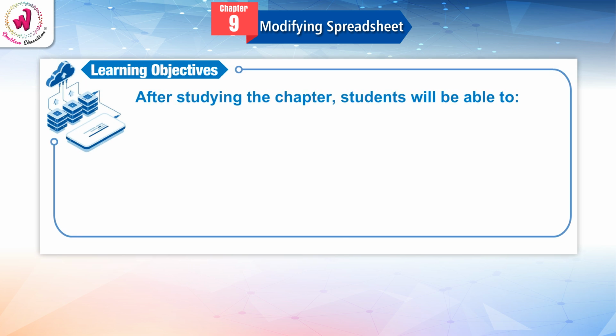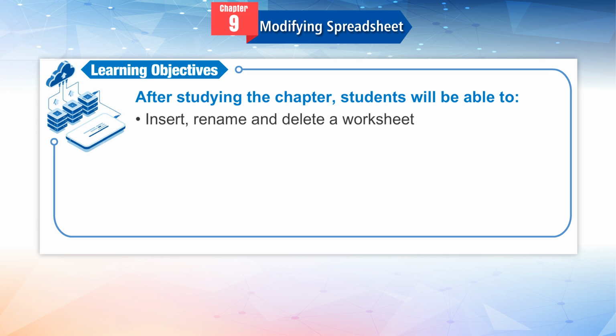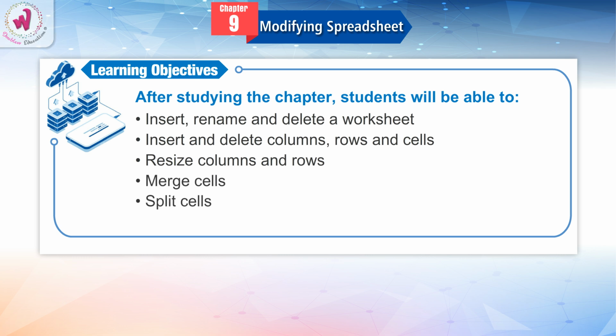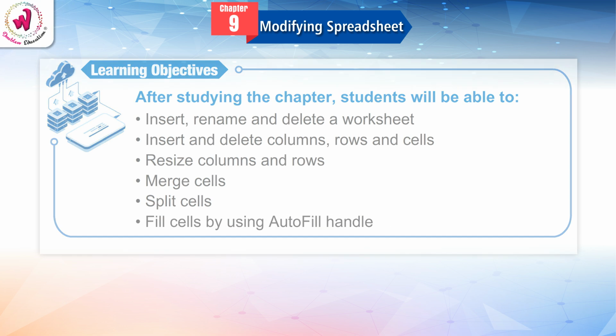Learning Objectives. After completing the chapter, students will be able to insert, rename and delete a worksheet, insert and delete columns, rows and cells, resize columns and rows, merge cells, split cells, fill cells by using AutoFill handle.